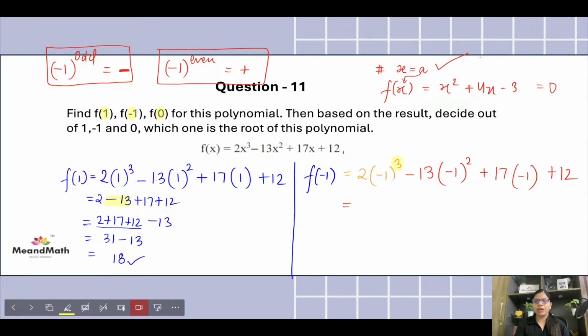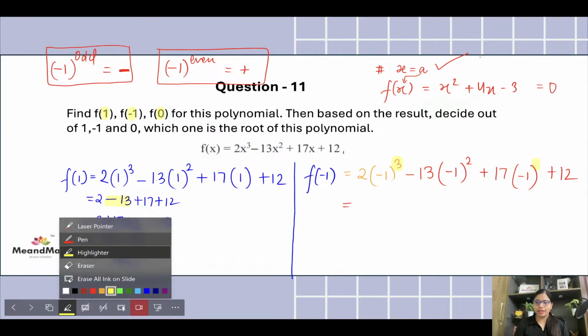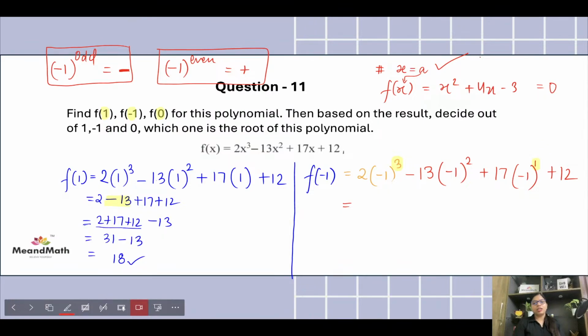Here, and that is 1. I mean nothing is written, meaning 1 is written there. So they both are odd. So they are going to give you a negative, and that one is going to give you a positive. So F1 was 18, where both of you, Nawal and Janvi, answered correctly. Now let's see what you get for F minus 1.